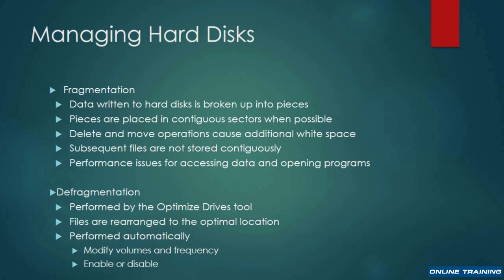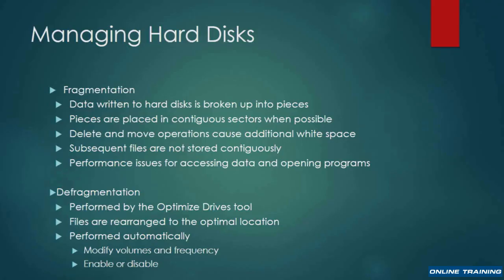But as you start deleting things and moving things, that causes white space. Let's say you've got 10 sectors that are free and the next file you put there needs 12. Well, then I'm going to take these 10 and search for the next available spot. And so what you end up getting is fragmentation, and subsequent files aren't stored contiguously. This can cause performance issues if you're accessing programs or data files. So defragmentation is going to need to happen.